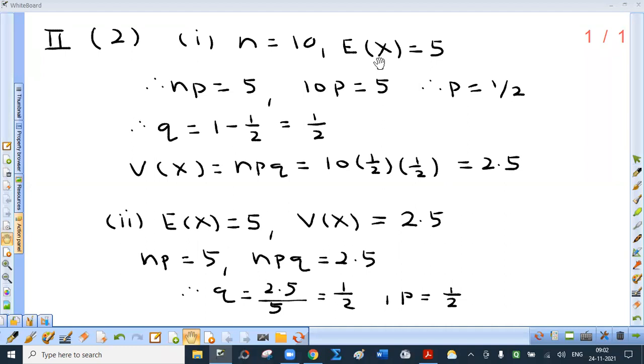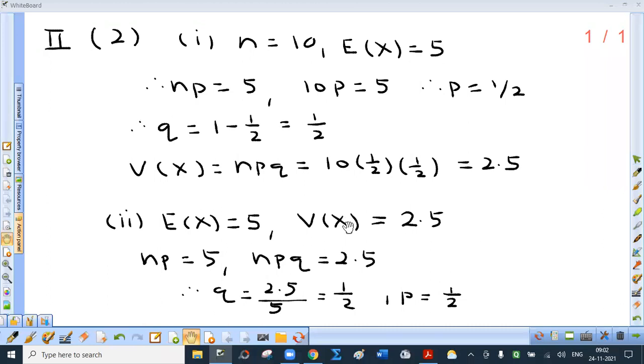Second, let random variable X follow binomial distribution with parameters n, p. First part, n equal to 10, E of X is 5. Find p and variance of X. Now n is 10, E of X means np, it is 5. So 10p equal to 5, that is p is half. So q is also half. What is variance? npq. 10 into half into half, that is 2.5.